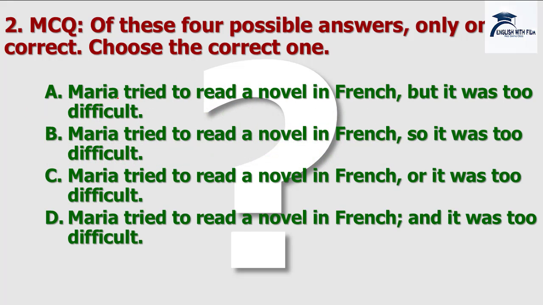Second example, option A: "Maria tried to read a novel in French, but it was too difficult." Option A will be correct. So you have to choose out of these seven FANBOYS conjunctions the one which is giving proper meaning.